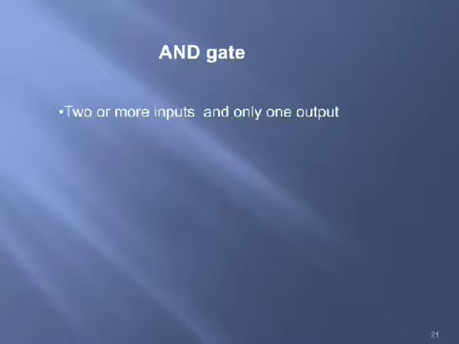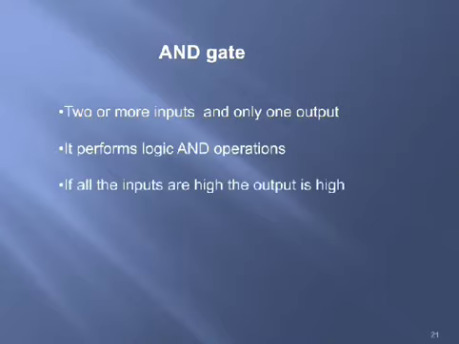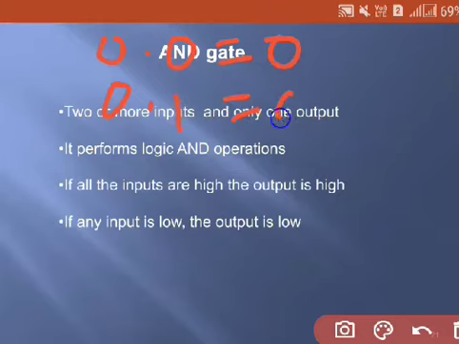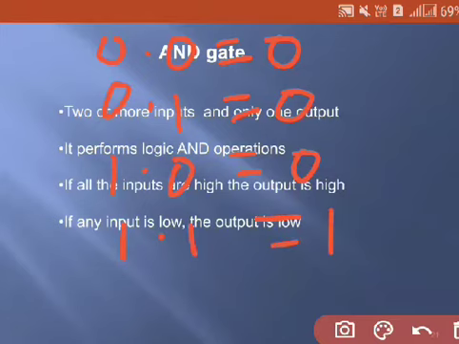Next we will mainly concentrate on the AND gate, which again accepts two or more inputs and produces only one output. It performs logical AND operation. What do you mean by logical AND operation? It is 0 into 0 is equal to 0, 0 into 1 is equal to 0, 1 into 0 is equal to 0, and 1 into 1 is equal to 1.